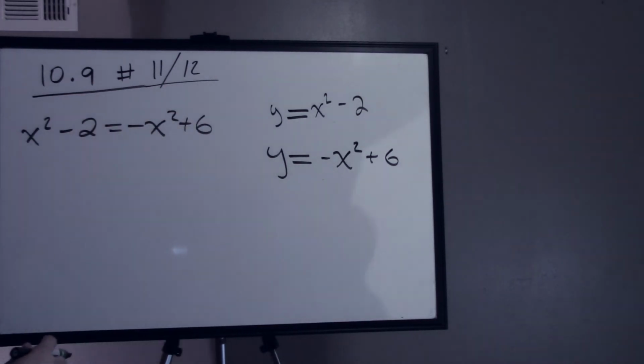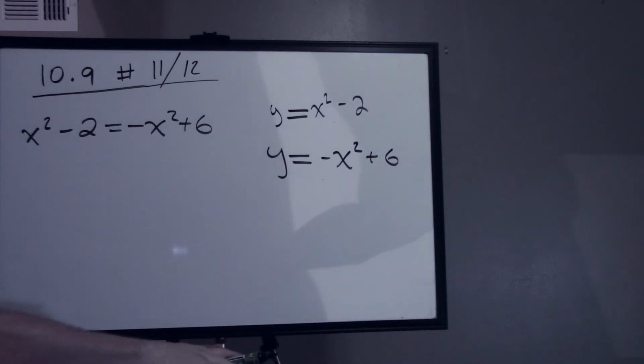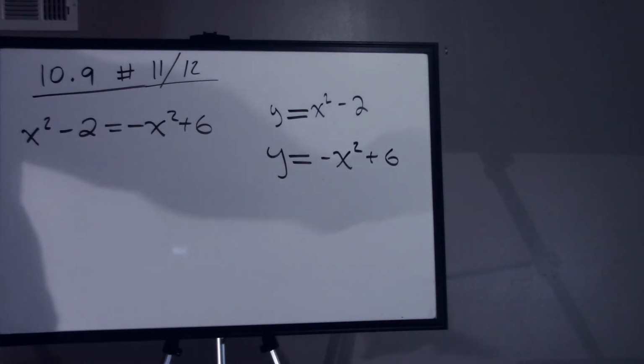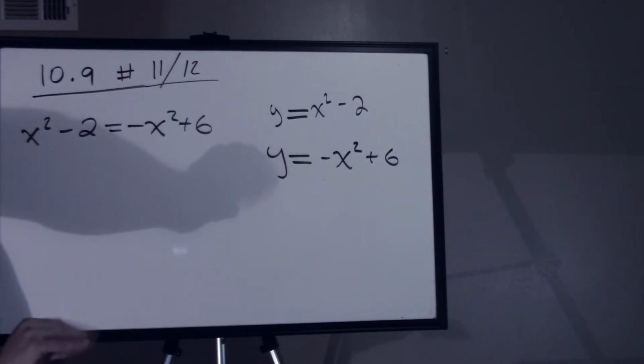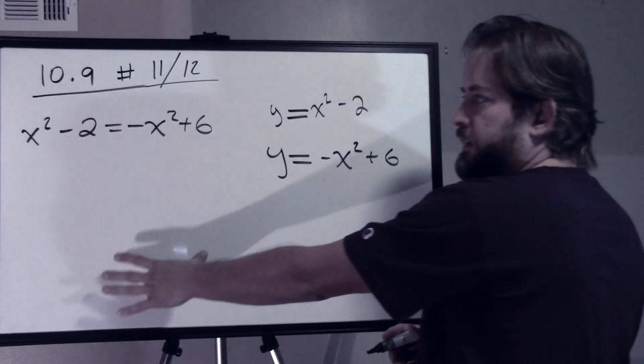Okay? I always feel weird on this side of the camera because there's this weird shadow. Do a shadow puppet. Hello, I'm your math teacher. I'm on drugs. But all I have to do is then solve this, right?